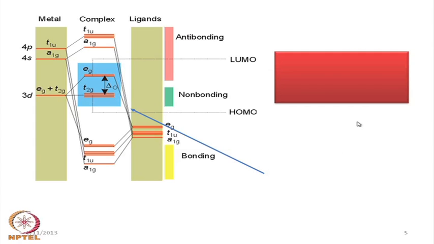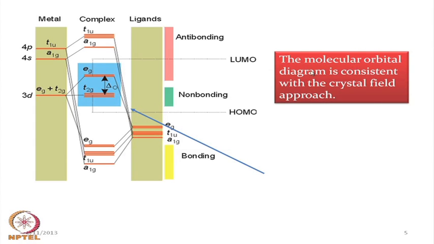So, we see that the molecular orbital diagram we are getting is also consistent with the crystal field approach, because only this part, this blue shaded region, matches our crystal field approach, where we have two energy levels. One we consider as the T2g level and the other as the eg level, and we have the corresponding crystal field splitting parameter delta octahedral due to the two levels.